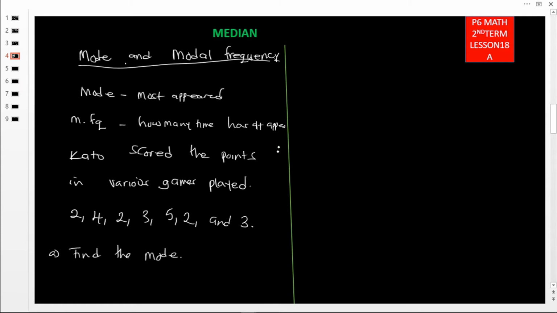Find the mode. To get the mode, we have to arrange our numbers in the form of a table, so we have to tabulate. Let us start with our table, the points attained, but I urge you to use a ruler so that your work looks nice. Then we have a tally, and here we have what we call a frequency. This one stands for frequency.